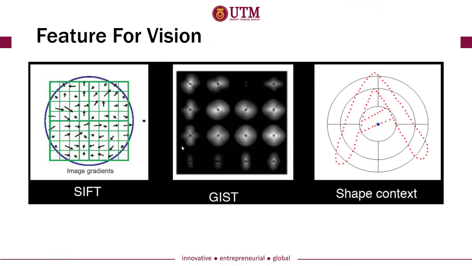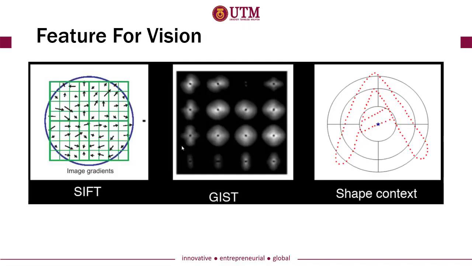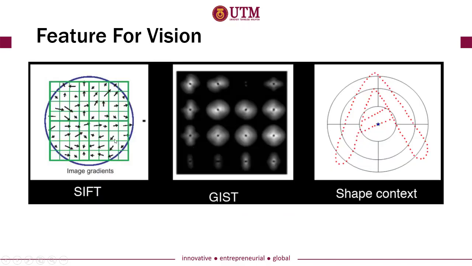This is an example of the feature extraction approach, or image features, in computer vision. Here are a few common or popular approaches for extracting features from an image, under the module called feature representation. So from the image you can use SIFT to extract the features. SIFT is a texture based feature.